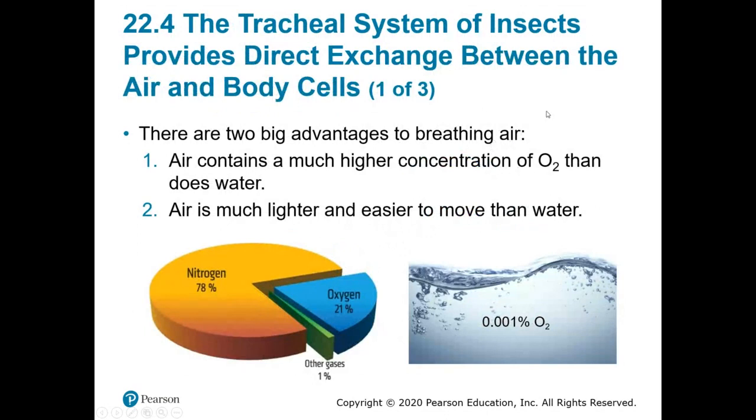Right. So there's two advantages to breathing air versus water. So if we look at the oxygen content, it's about 21% in the atmosphere. But if we look at water, it's only 0.001% oxygen. So again, those fish have to be really efficient at getting that oxygen out of the water. And being that there's so little oxygen, just a little bit of change in temperature can create a situation where the oxygen, the dissolved oxygen, is just too low for life to exist.